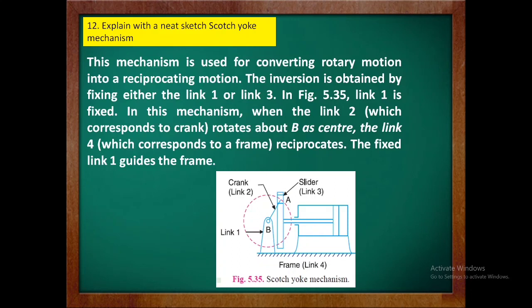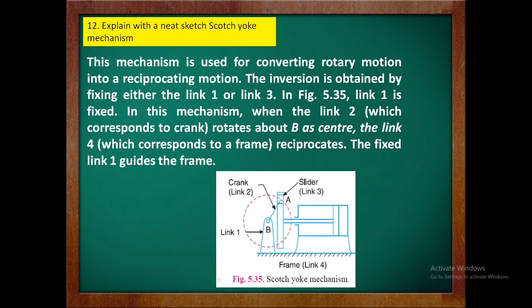Explain with a neat sketch the Scotch yoke mechanism. The Scotch yoke mechanism is the inversion of the double slider crank mechanism, and this mechanism is used for converting rotary motion into reciprocating motion or reciprocating motion into rotary motion. The inversion is obtained by fixing either link 1 or link 3, as shown in the figure. The link 1 is fixed.